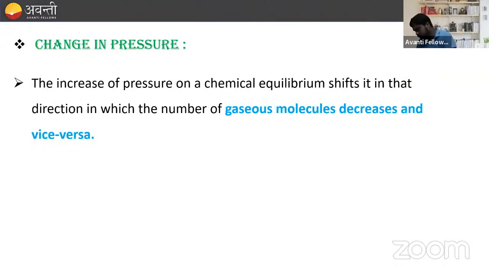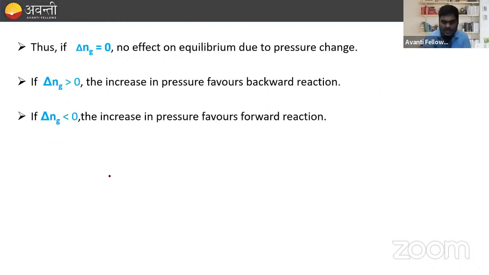Now, change in pressure. So what do you mean by this term, change in pressure? The increase of pressure on a chemical equilibrium shifts it in that direction in which the number of gaseous molecules decreases, and vice versa. Let me show with an example.